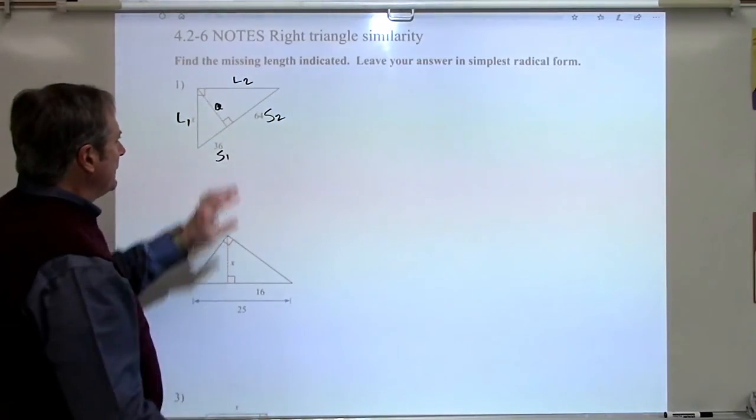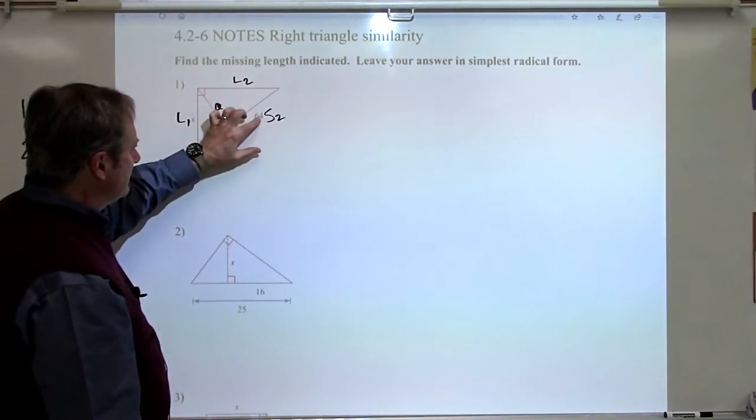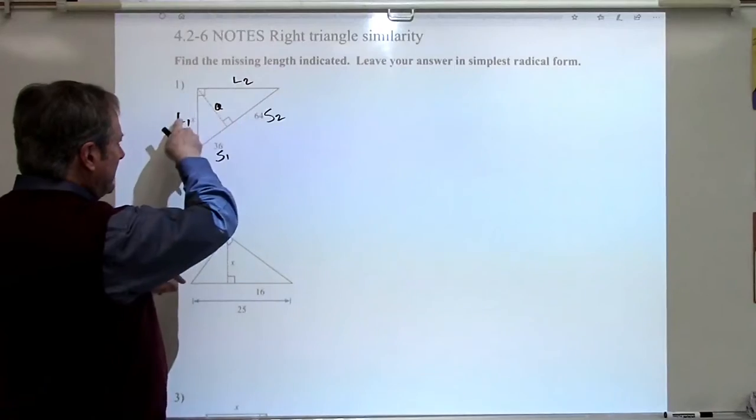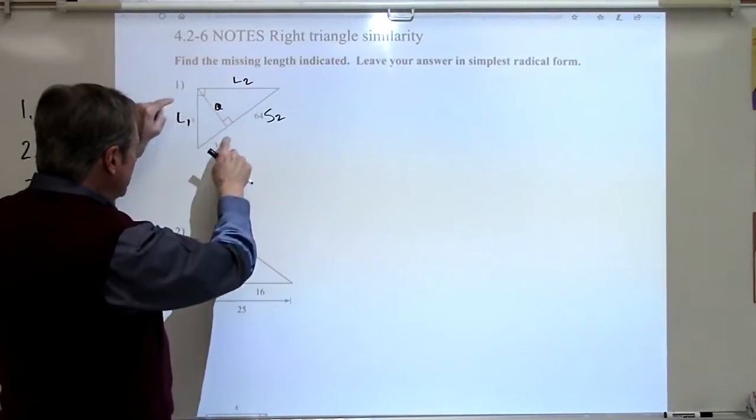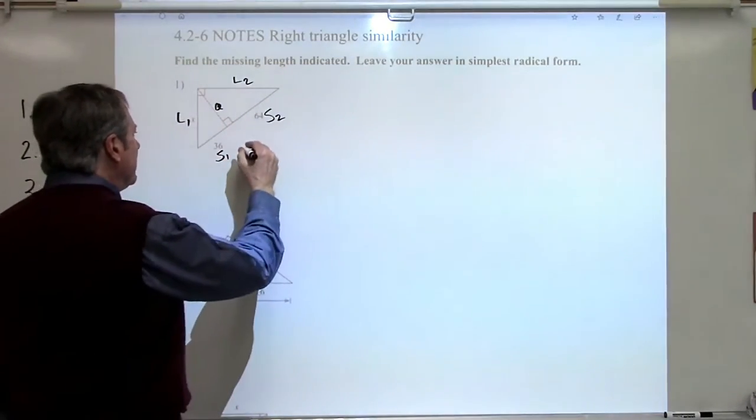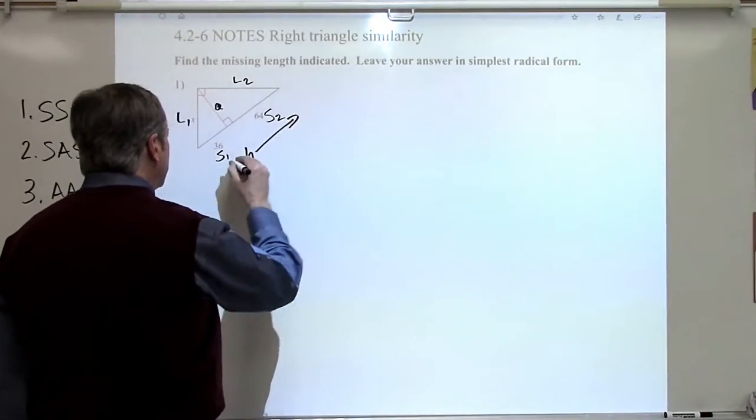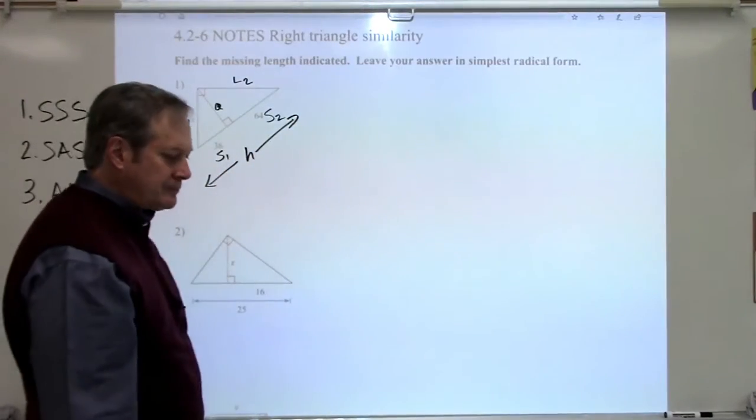Now, all that matters is that if this is leg 2, that you have segment 2 here. You could have made it over here. That would be fine, but the two have to go together. And then the hypotenuse is this whole leg.